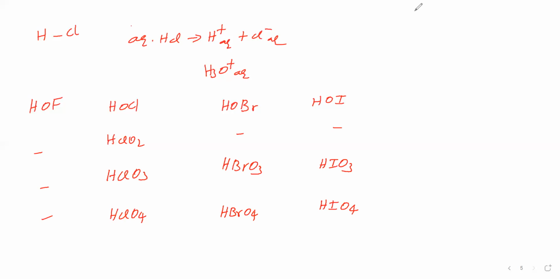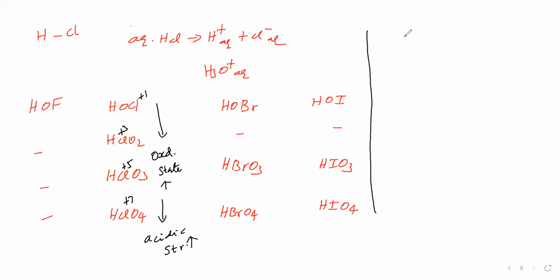In the acidic strength case, here Cl is plus 1, here Cl is plus 3, here Cl is plus 5, here Cl is plus 7. As oxidation number increases, acidic strength increases. Why does acidic strength increase on increasing the oxidation number of the central atom? That we will see. Now we will take HClO4.